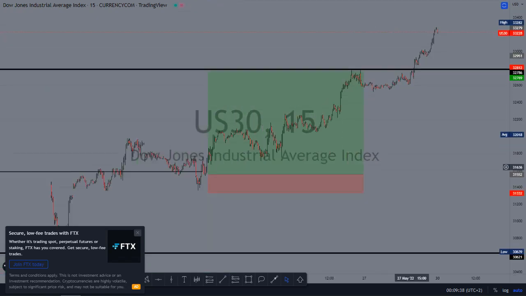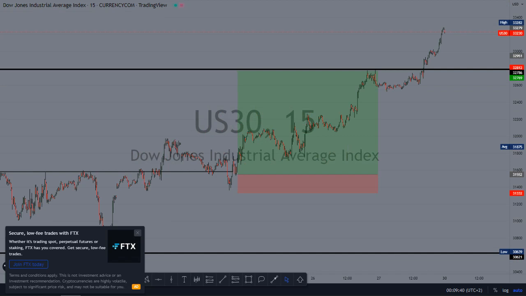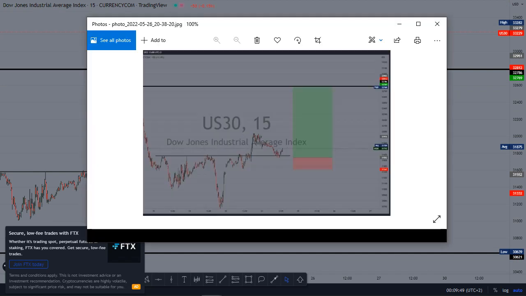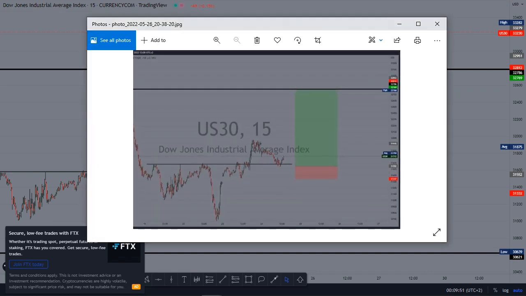you can see on US30, I took an entry here. Let me check if I can find the setup. So this was my setup on US30. You can see this was my entry and this was my stop loss. So this was my target.